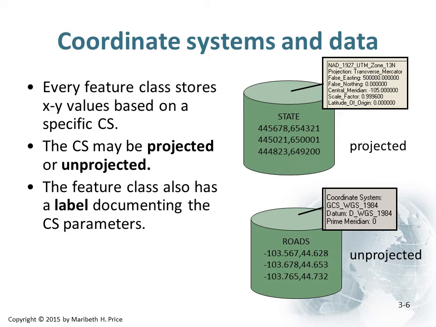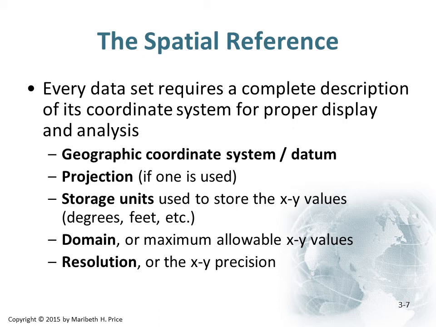So let's talk about coordinate system data. Every feature class stores its XY values based on the specifics of its coordinate system. The coordinate system can be projected or unprojected, as I said earlier. And the feature class has also a label that documents these parameters, and those parameters are what the software uses to interpret those numbers and to properly place things in the GIS. Collectively, we call this the spatial reference.